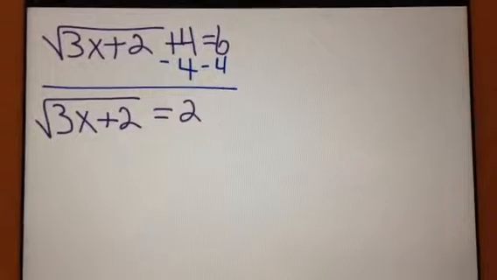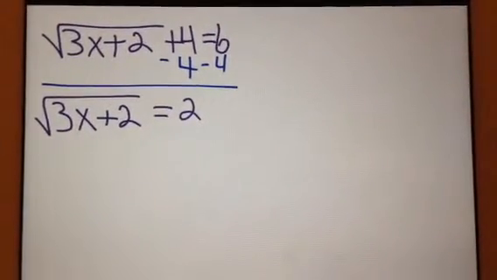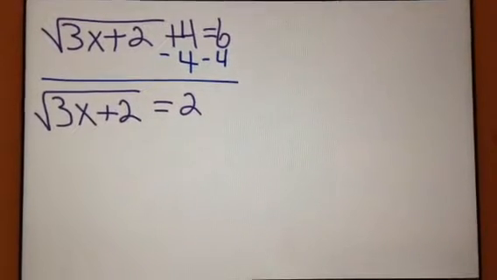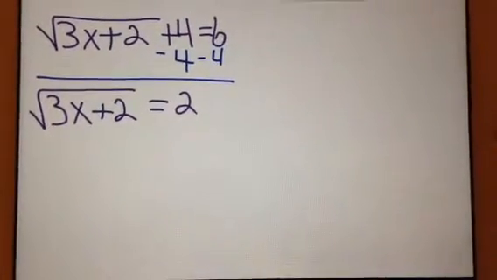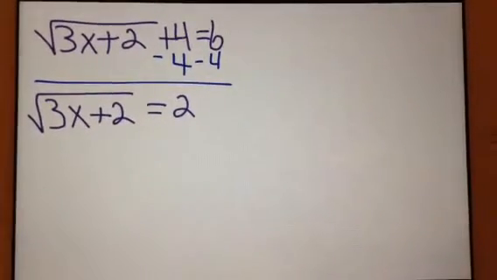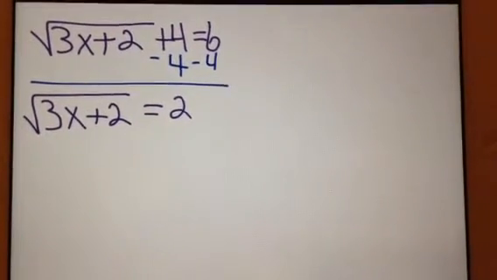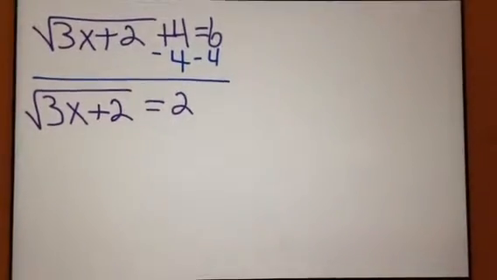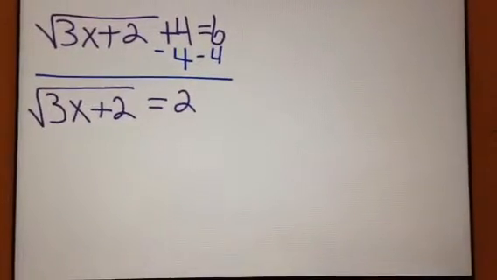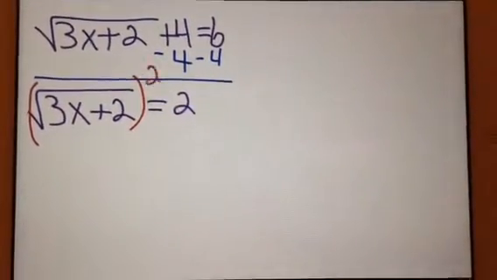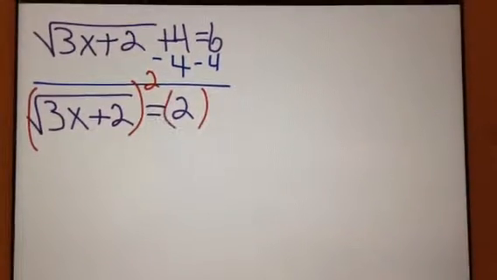Now remember, 3x plus 2, the mathematical term, is called the radicand. And because I'm taking the square root of 3x plus 2, I can undo that by squaring it. And that's called using the inverse operations. Now remember, if I were taking the cube root of 3x plus 2, I would undo that by using its inverse operation of cubing it. But this problem is a square root, so we're going to square both sides.